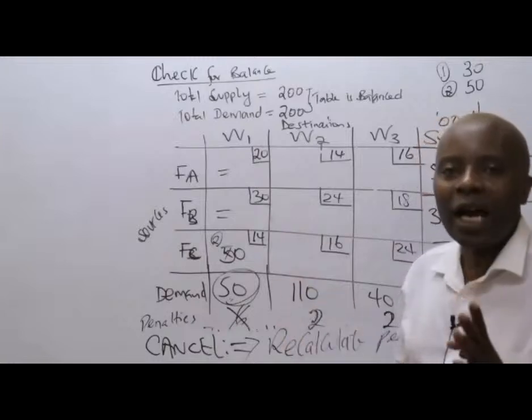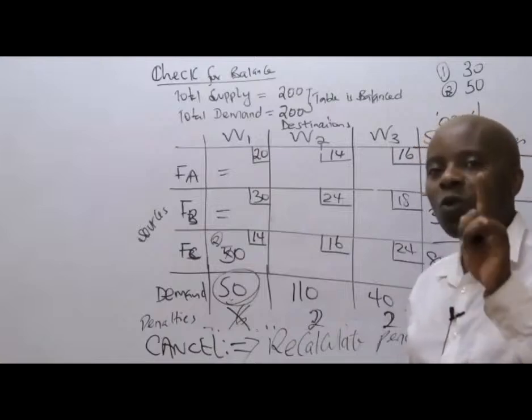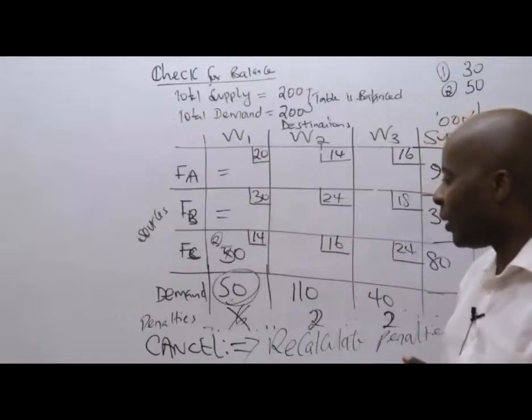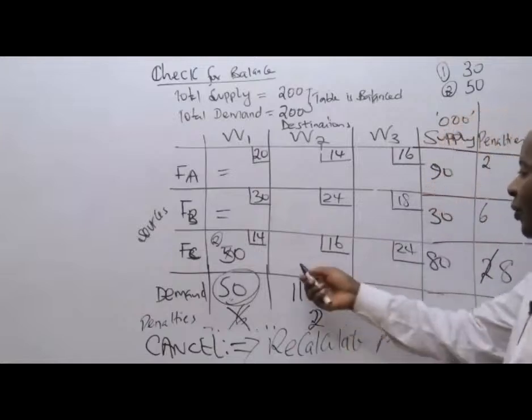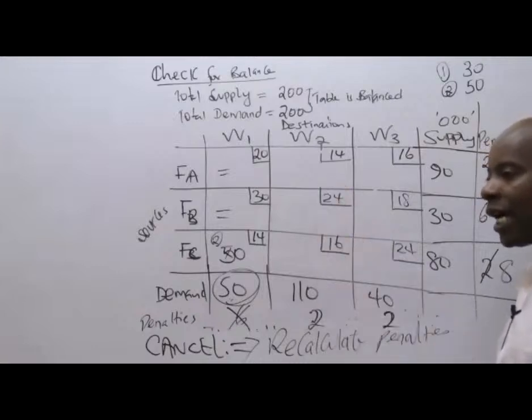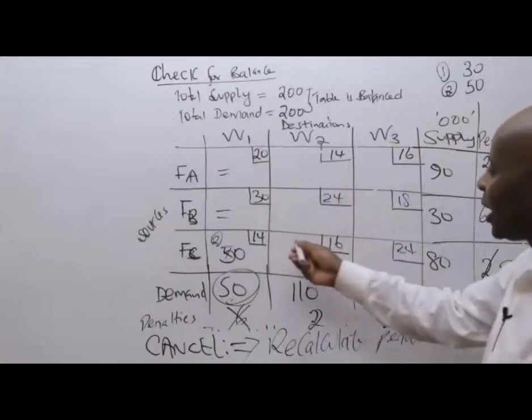It's only in a tie where we go for the highest quantity to be accommodated. So ladies and gentlemen, listen. Here we have said row-wise 30, column-wise 110. So 30 prevails. So we shall put 30 here.